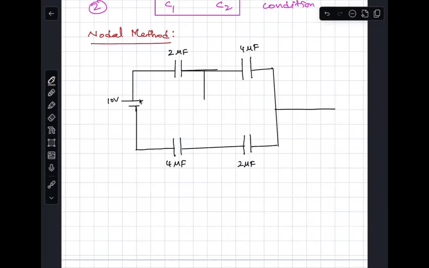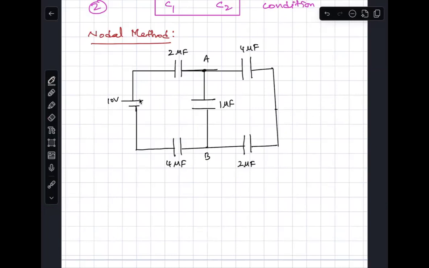remember, this is not Wheatstone's bridge condition. Notice, this is not Wheatstone's bridge condition. Why? Because C1 by C2 is not same as C3 by C4. So A and B will have different potential. A minus B is not 0. Then how to do this problem? We have something called nodal method.